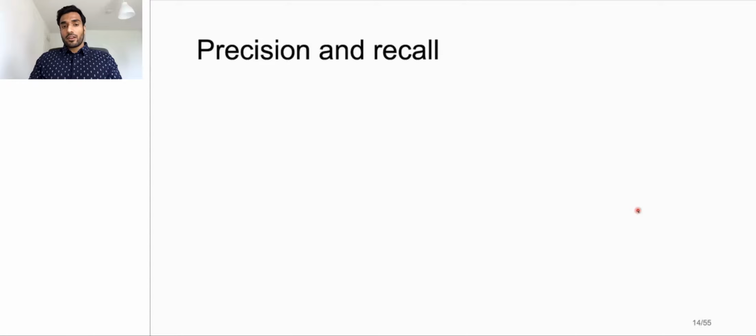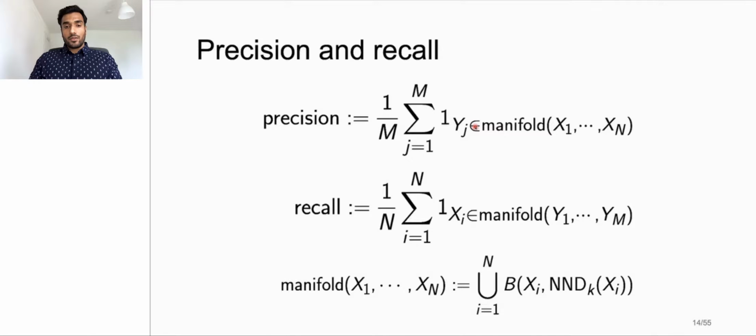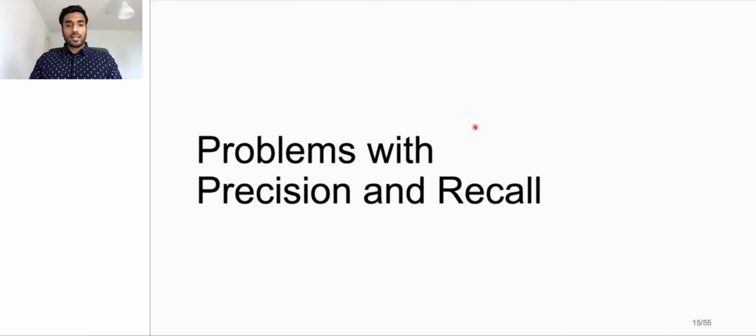Mathematically, precision is defined as a summation over all the generated points with an indicator function that is 1 if a point is close to the real manifold, and recall is symmetrically done for the real samples. So fundamentally, precision and recall capture diversity and fidelity. However, we will talk about some fundamental problems with these metrics.